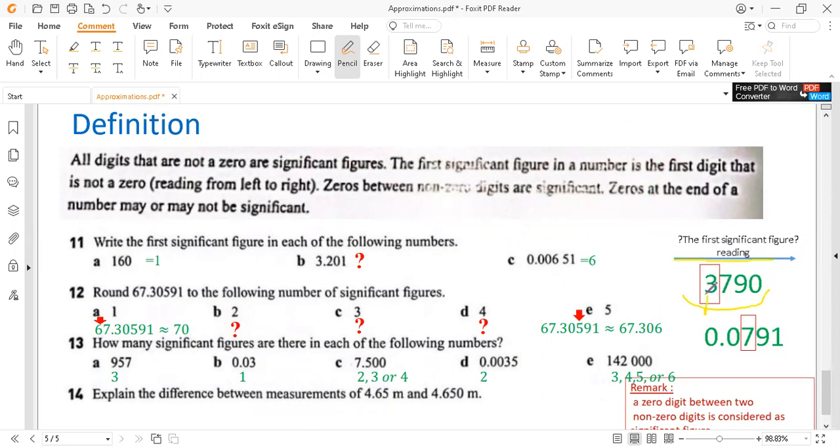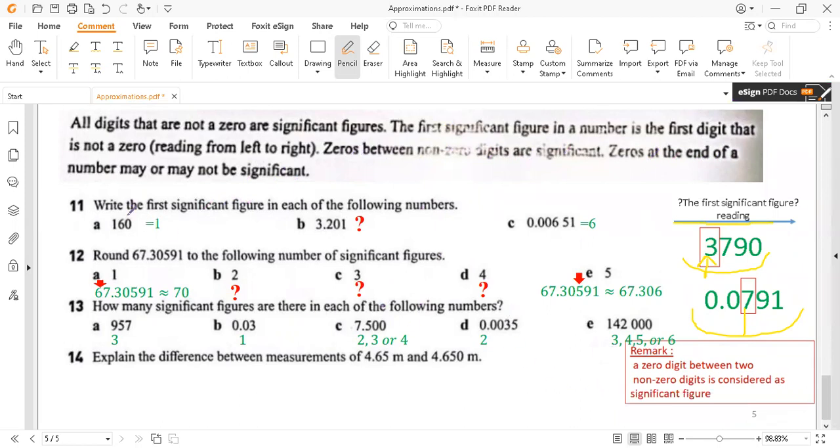So 3 is the first digit. If 3 is different from 0, we say that 3 is the first significant figure of this number. For example, we have 0.07. Reading from left to right, 7 is the first significant figure because it's the first digit that is not 0. We should know that the zeros between non-zero digits are significant, and the zeros at the end of a number may or may not be significant.